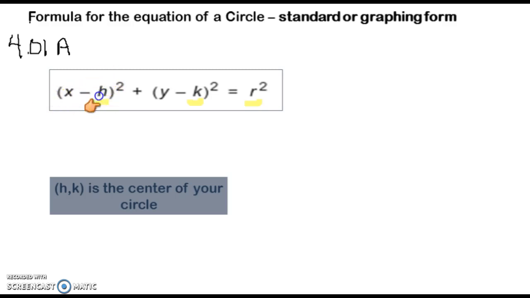You do need to understand that the center, this is graphing form because we can easily find the center of our circle and the radius. So (h, k) is the center of our circle and r is the radius. Keep in mind that this is a negative. So if this is a negative, our h value is positive. If this happened to be x plus h, then our h value would be negative. So it's going to be the opposite sign of what's here.